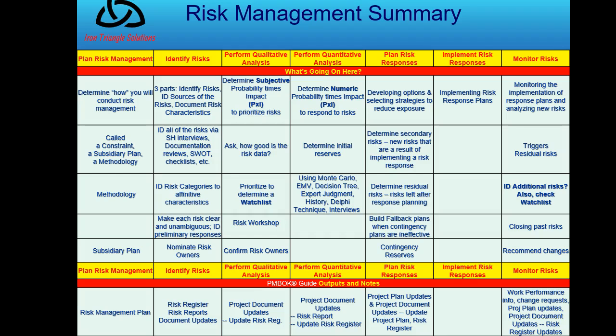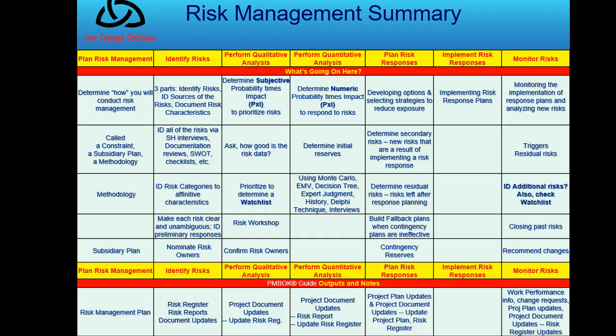And then there's quantitative analysis, where now it's a numeric probability impact to the few risks that we said, ooh, these are high priority, we really need to identify some contingency reserves. So you'll begin to determine the initial reserves using things like Monte Carlo method, expected monetary value or EMV, decision trees, expert judgment, etc. Okay? And you see the outputs at the bottom, which is document updates. That's it. I give 2 examples, like a risk report and a risk register.